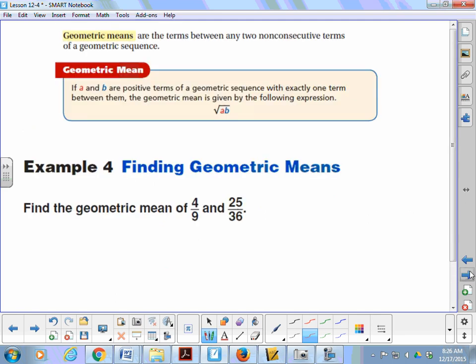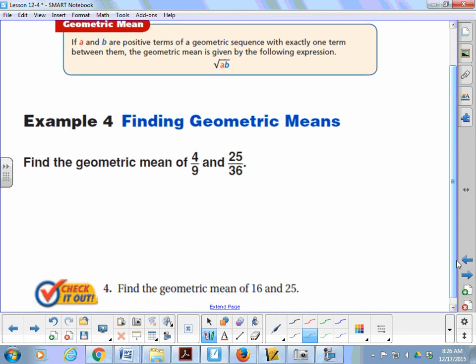Okay. All right, geometric mean, we kind of hit on this real quick yesterday, but all a geometric mean is, we're just going to take the square root of the product. So geometric means are the terms between any two non-consecutive terms of a geometric sequence. If a and b are positive terms of a geometric sequence with exactly one term between them, the geometric mean is given by the following expression. So this is probably the easiest thing we could do.